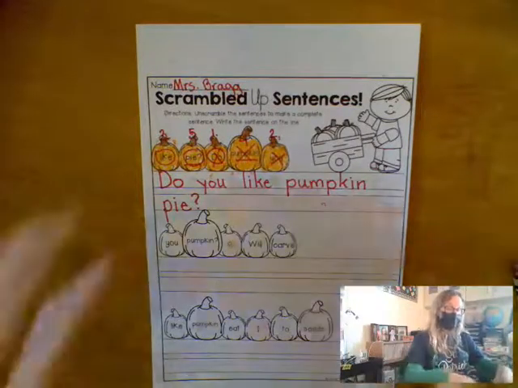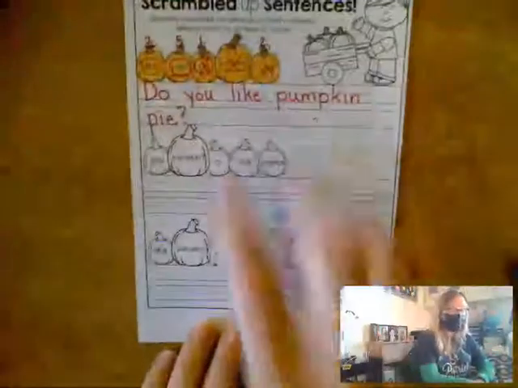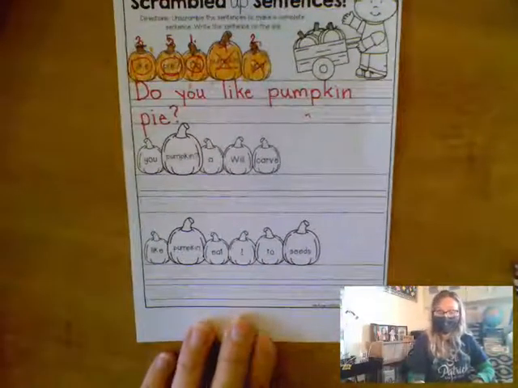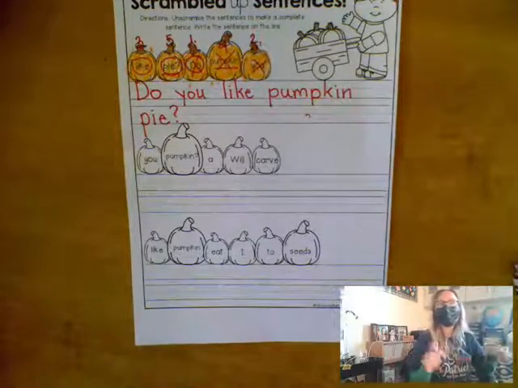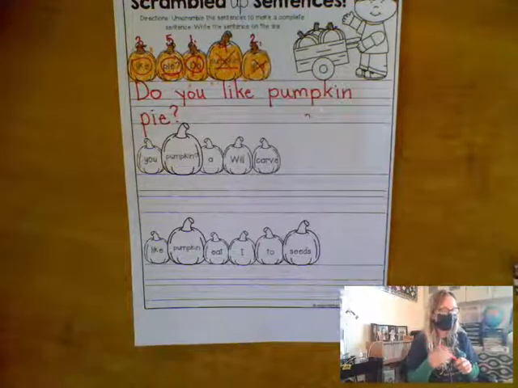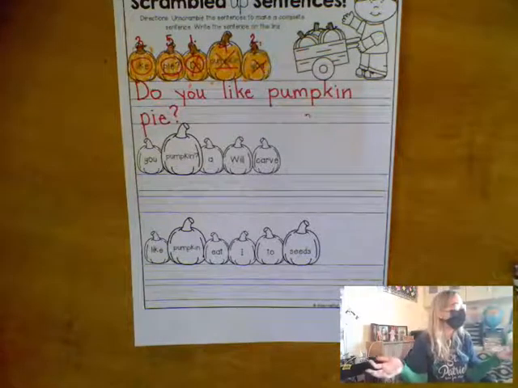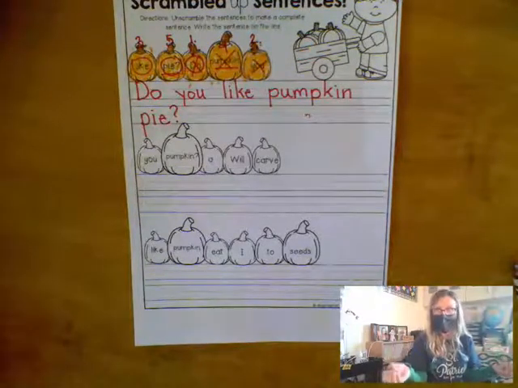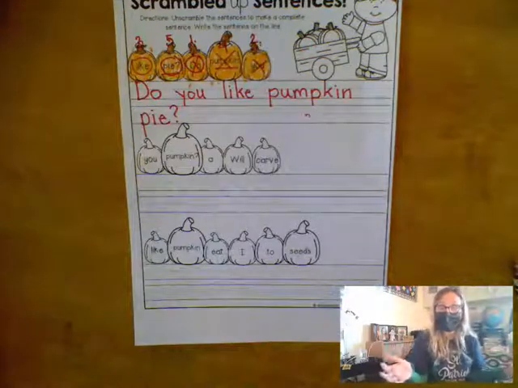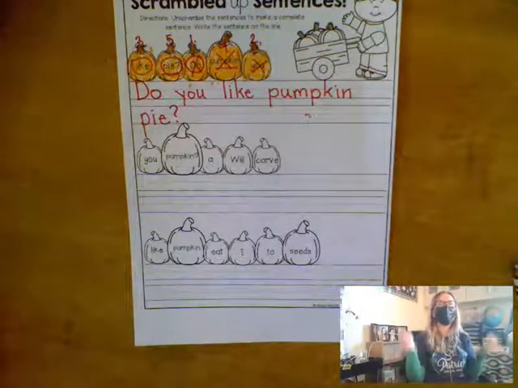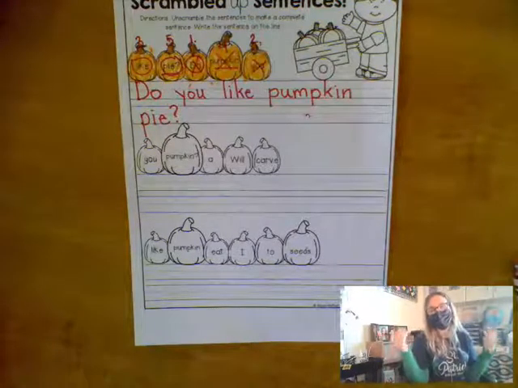So now, boys and girls, when you get this page, there are 2 more sentences that you need to unscramble. Remember what I told you about hunting for clues. Look for the uppercase letter. That's going to be your first word. Look for the end mark. That's going to be your last word. And then rearrange the rest of the words until it makes sense. Because in order to be a sentence, it has to make sense.